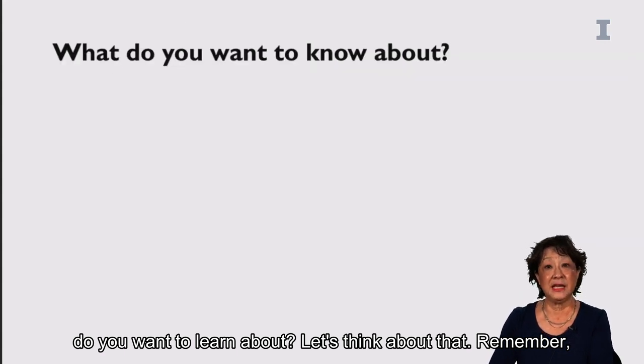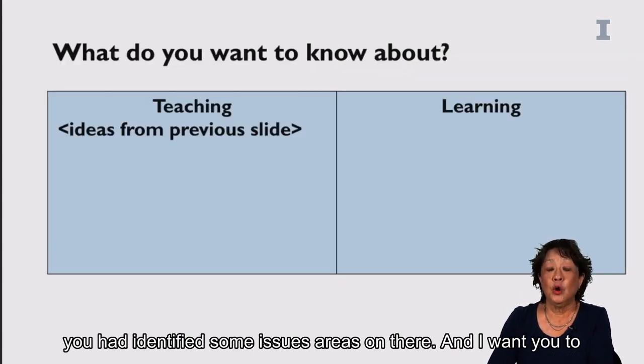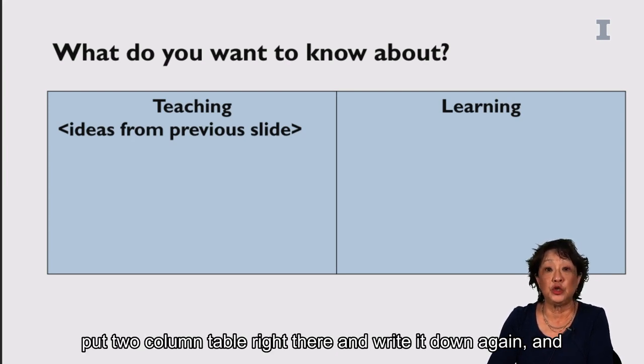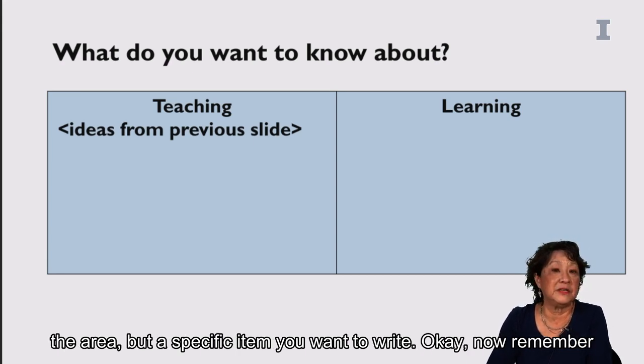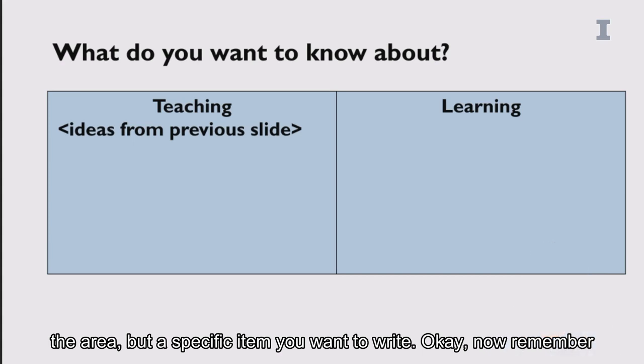Okay, what do you want to learn about? Let's think about that. Remember, you had identified some areas on there, and I want you to put a two-column table right there and write it down again and explain maybe what specifically you want to ask about. Not just the area, but a specific item you want to write.